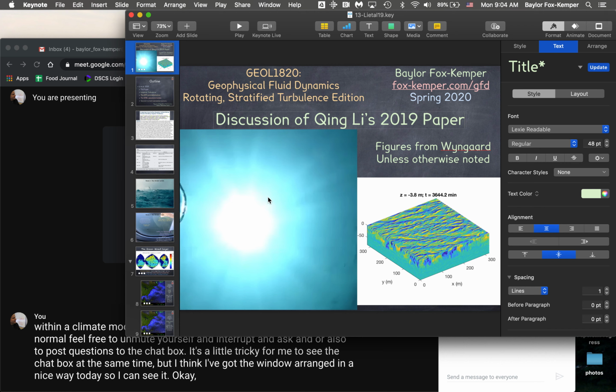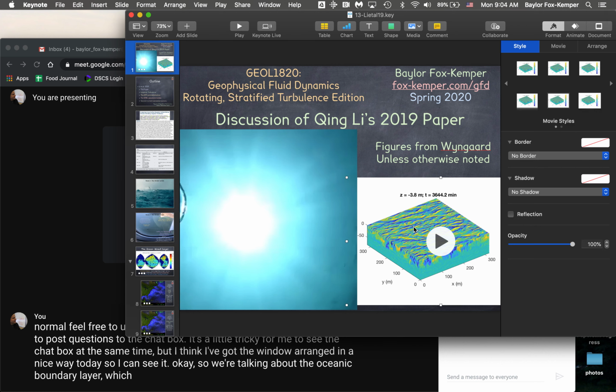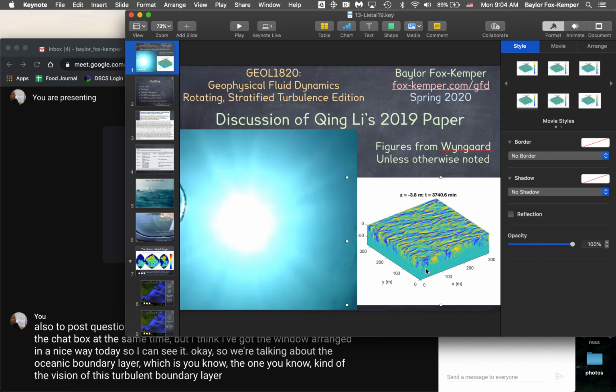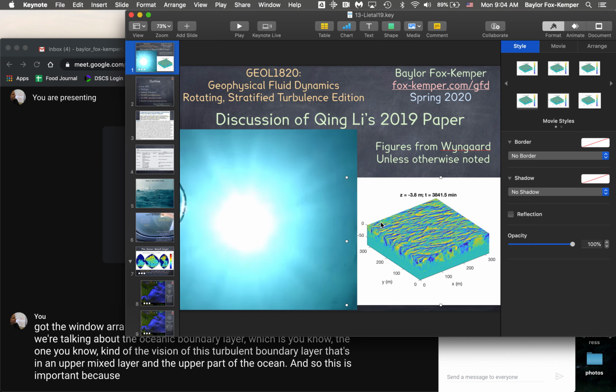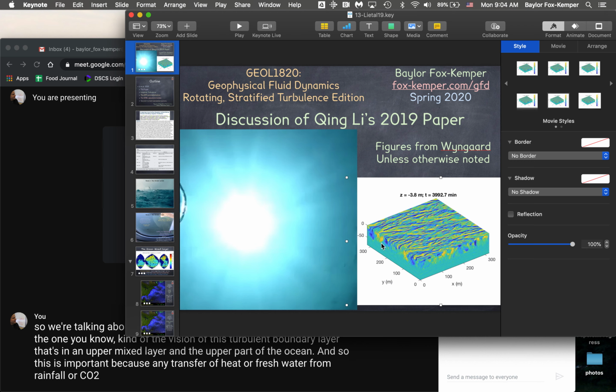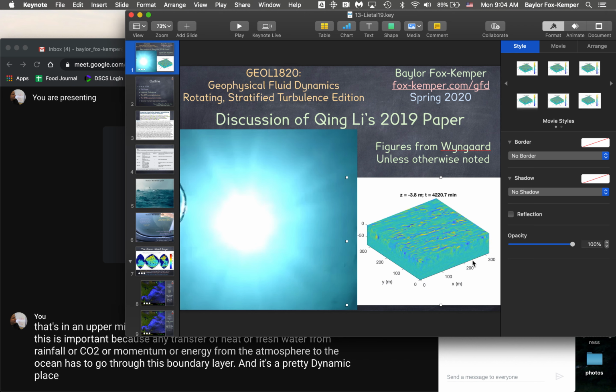Okay, so we're talking about the oceanic boundary layer, which is the vision of this turbulent boundary layer in an upper mixed layer in the upper part of the ocean. This is important because any transfer of heat or fresh water from rainfall or CO2 or momentum or energy from the atmosphere to the ocean has to go through this boundary layer. And it's a pretty dynamic place on the meter scale, as we can see from this little movie.